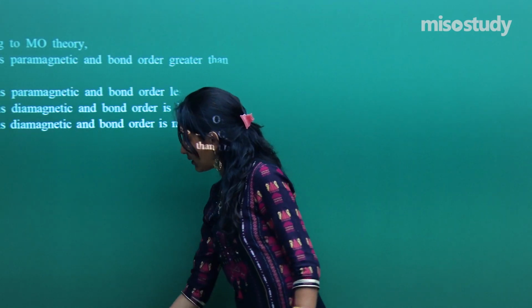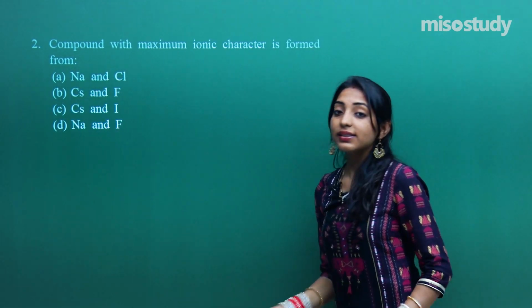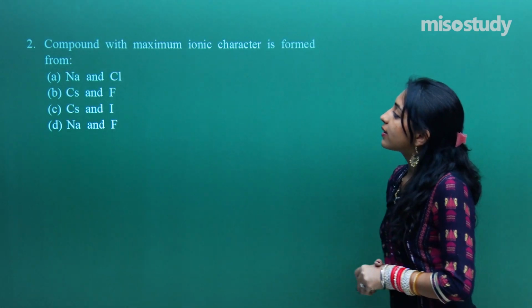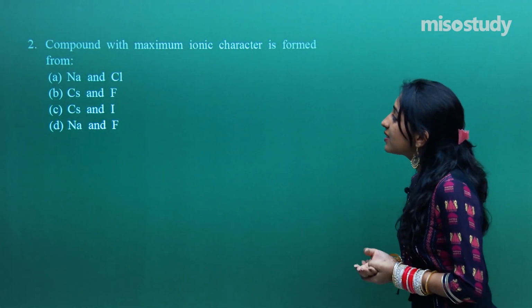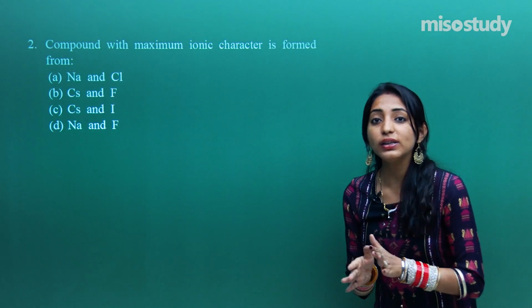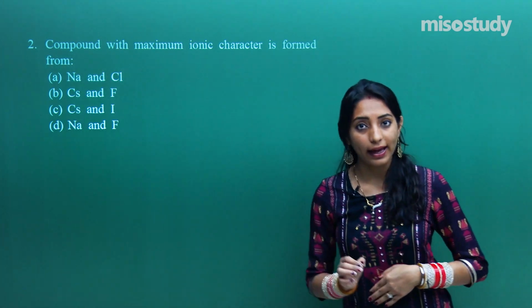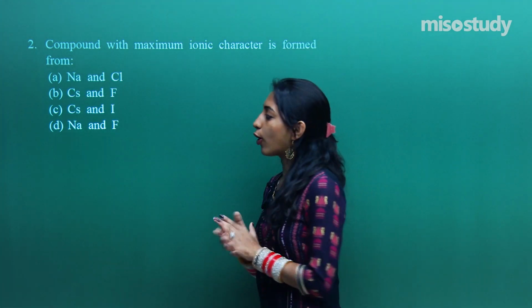Finally, moving on to the next question, we have question number 2. The second question says that the compound with maximum ionic character is formed. So you need to talk about the compound which has the maximum percentage ionic character. Let's first look into the options.